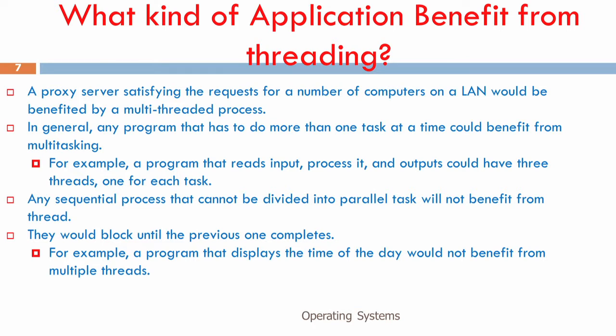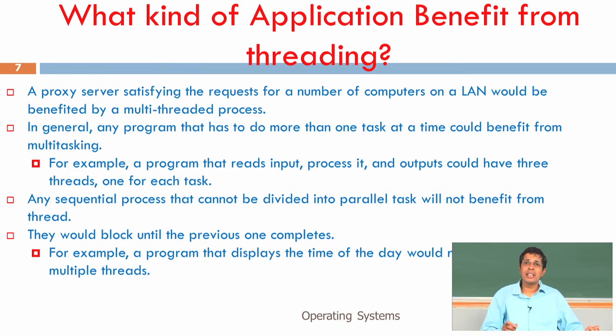So, in general, if there are programs that have to do more than one task at a time, they will certainly benefit from multitasking. The example again I have quoted here is the Microsoft Word type of program. But if there are sequential processes that cannot be divided into parallel tasks, then these will not benefit from threading.